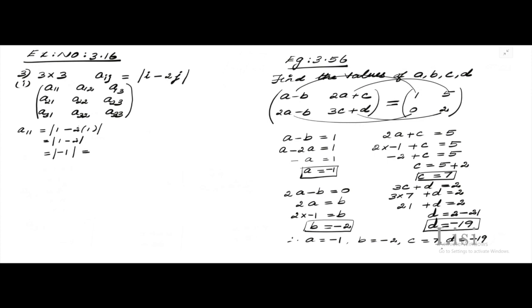And now you see, I said inside the determinant, if you have minus or plus, your answer will be always plus. Okay. And now A21 is equal to I is 2 minus 2 and J is 1. Okay.